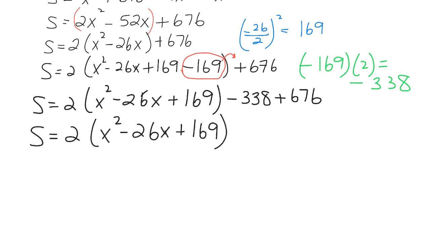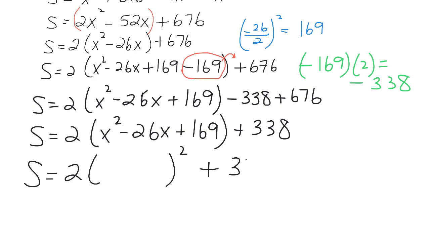Negative 338 plus 676 is actually positive 338. Our last step is to factor our perfect square trinomial inside the bracket. That requires taking our b term of negative 26 and dividing it by 2. So negative 26 divided by 2 would be negative 13.